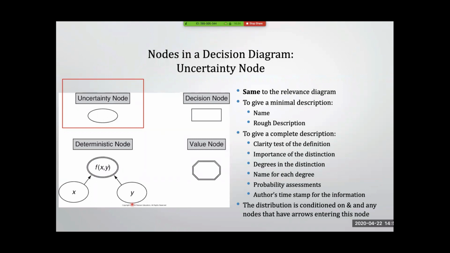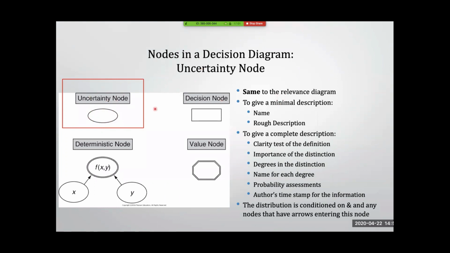One common node that the decision diagram shares with the relevance diagram is, of course, the uncertainty node. It's still represented by an oval shape or a round shape if you wish. The representation of uncertainty, or of distinctions, is exactly the same as in a relevance diagram.